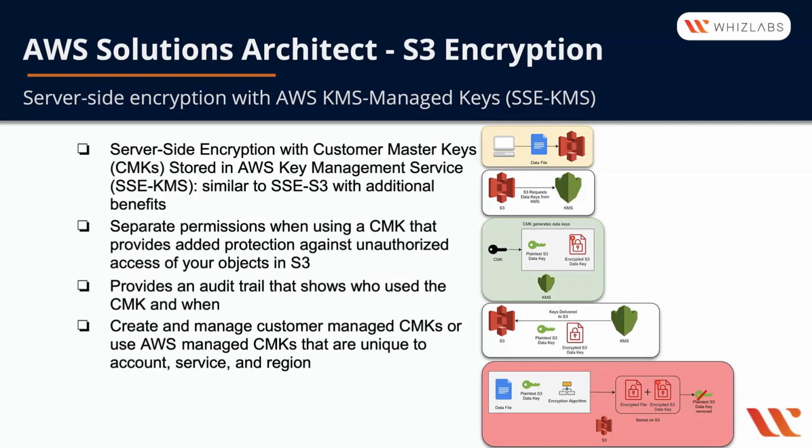So it's a 5-step process. In the first step, the client selects their object or file again to upload to S3 and indicates that they're going to use the SSE KMS encryption technique with an associated customer master key, or CMK. And then in step 2, S3 requests data keys from KMS to allow S3 to encrypt the data submitted by the client.